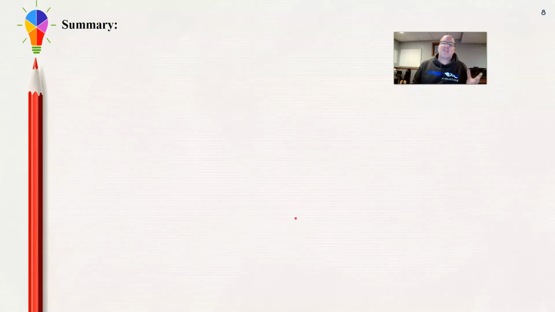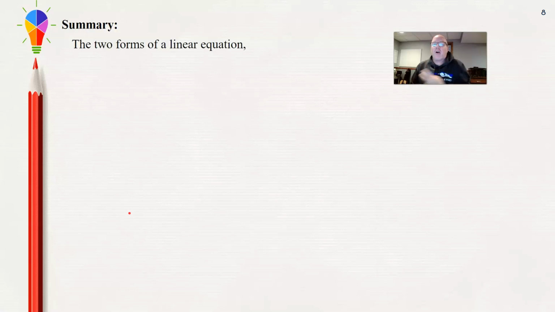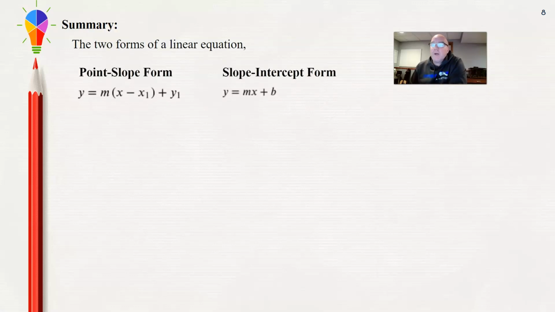So let's just do a quick summary of what we just learned over the last two videos. There are two forms of linear equations. And depending on your situation, each form is going to have its advantages over the other one. The point slope form is y equals m times (x minus x1) plus y1. The slope intercept form is y equals mx plus b. They each have benefits depending on the situation that you're in.